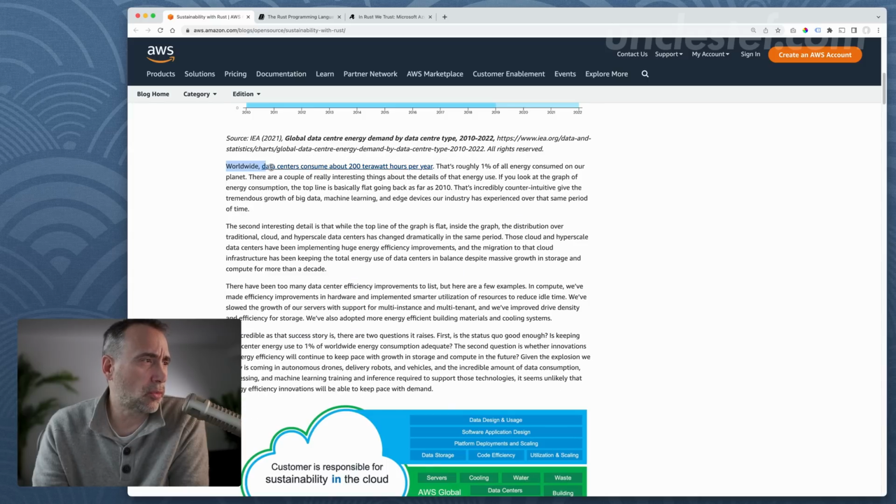So they cite here, worldwide data centers consume about 200 terawatt hours per year. That's roughly 1% of all the energy consumed on our planet. So they're saying, hey, we're using up a lot of energy. Now, is 1% really a huge amount of energy? I suppose it is, but my business experience always tells me, and also my software experience, to use the 80-20 rule. I think there are other areas where you can put your time and effort to reduce energy consumption.